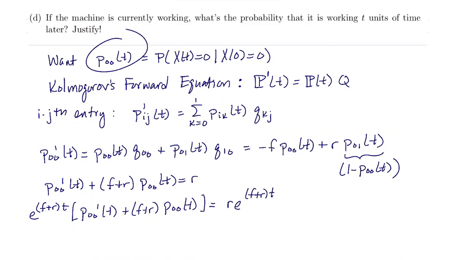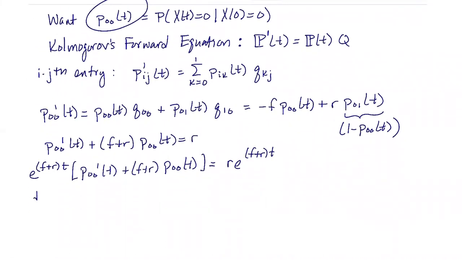And then you'll see that on the left side, you have the derivative with respect to t of e to the (f plus r)t times P00(t). And on the right, we have what we have.